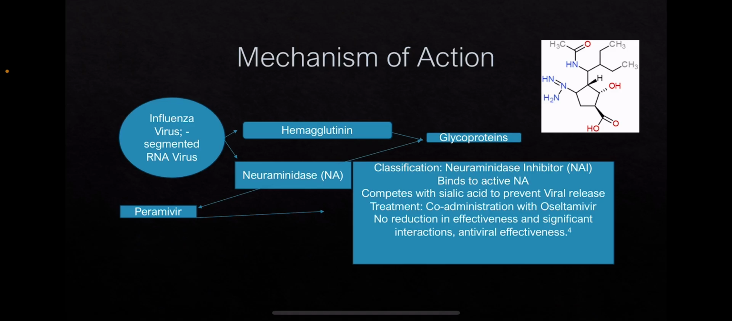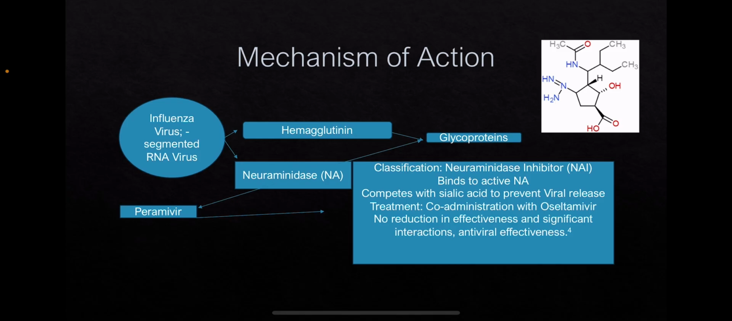Mechanism of peramivir. The influenza virus is a segmented RNA virus that infects mammals and birds using two glycoproteins, hemagglutinin (HA) and neuraminidase (NA). HA helps the virus attach to host cells, while NA enables the release of new virions by cutting sialic acid from host cell proteins.